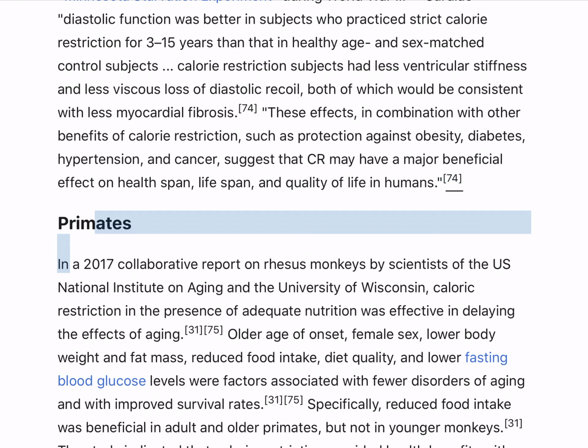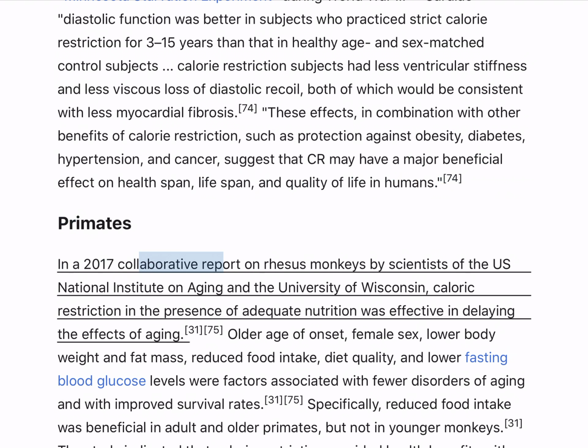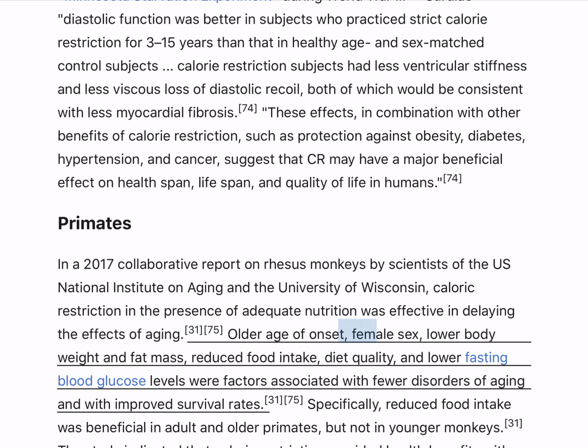Primates. In a 2017 collaborative report on rhesus monkeys by scientists of the U.S. National Institute on Aging and the University of Wisconsin, caloric restriction in the presence of adequate nutrition was effective in delaying the effects of aging. Older age of onset, female sex, lower body weight and fat mass, reduced food intake, diet quality, and lower fasting blood glucose levels were factors associated with fewer disorders of aging and with improved survival rates.